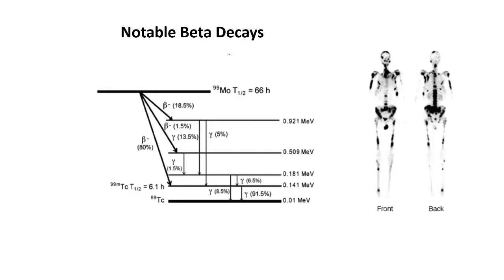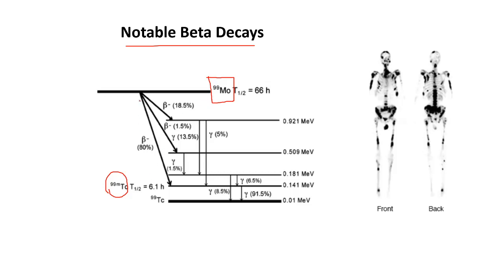Now the next topic is notable beta decays. You can see molybdenum-99, and this is one of the most important radionuclides in nuclear medicine, because from molybdenum-99 we get technetium-99m, which is very important for use in nuclear medicine. If you see this decay diagram of molybdenum-99, it decays in several steps to technetium-99m, which is the metastable state of technetium.